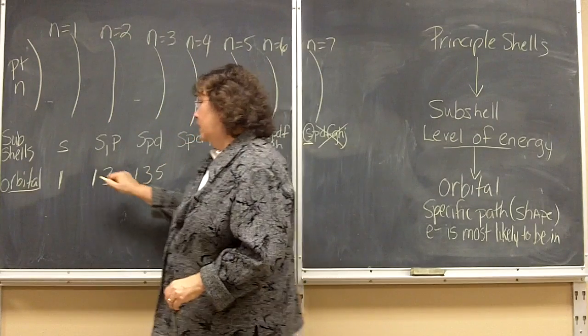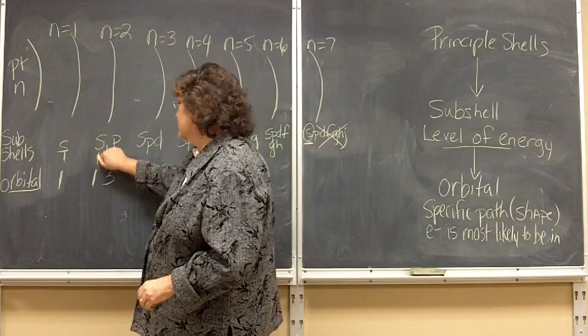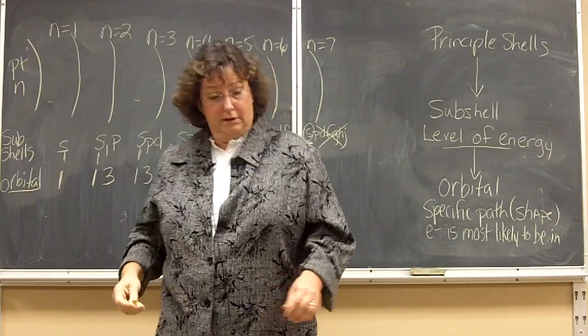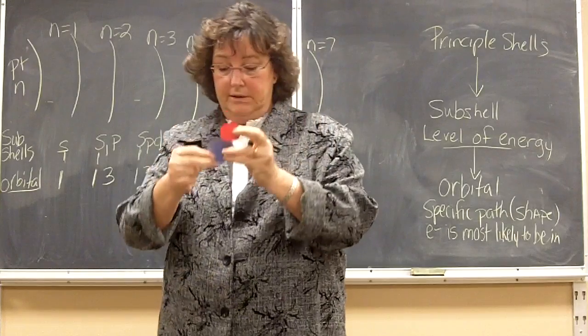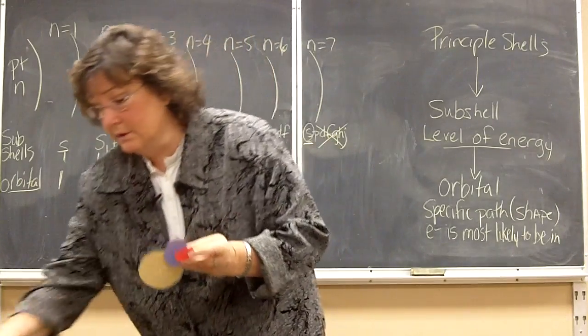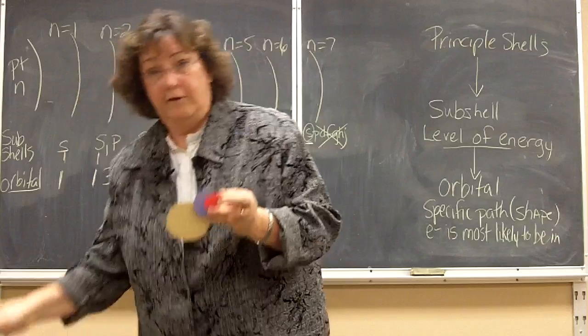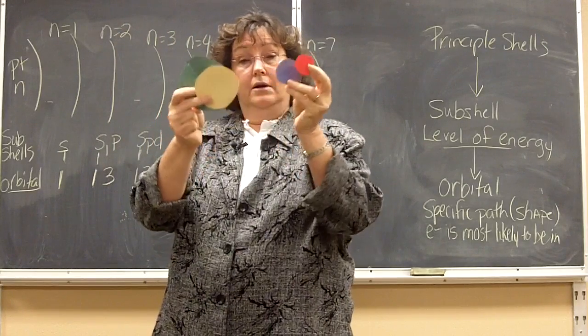Alright, so look at that pattern. Anytime we have an S, it's just a single shape. So it's just one path. Now, what's the difference between the S's? This was our 4s subshell.